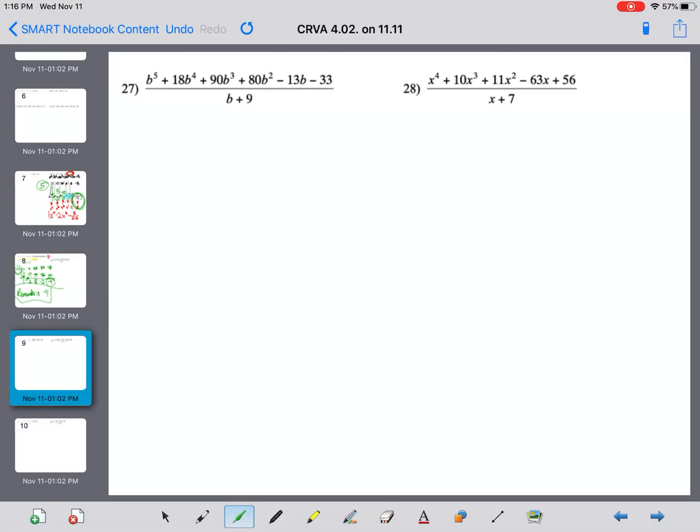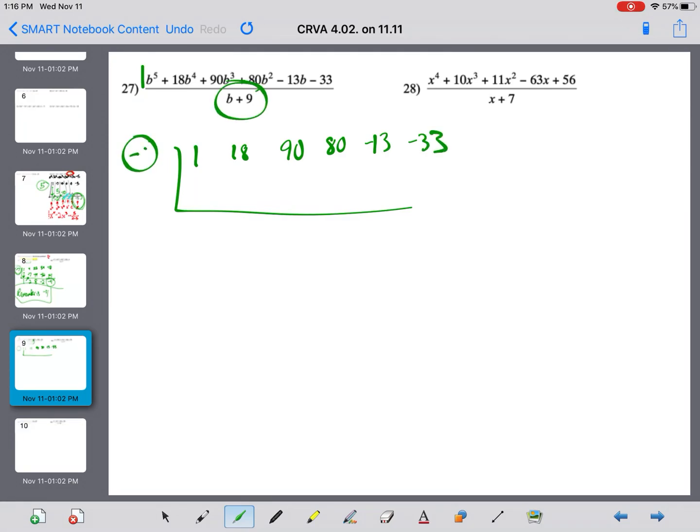This one looks fun because it's to the 5th power. Coefficients. Am I missing any terms first of all? Nope. Coefficients go in the machine: 1, 18, 90, 80, negative 13, negative 33. The multiplier is what makes that equal 0, which is negative 9. Drop down the 1. That's not always going to be a 1, folks. If your first coefficient up here is 10, drop a 10 down. Then multiply that number by your multiplier.